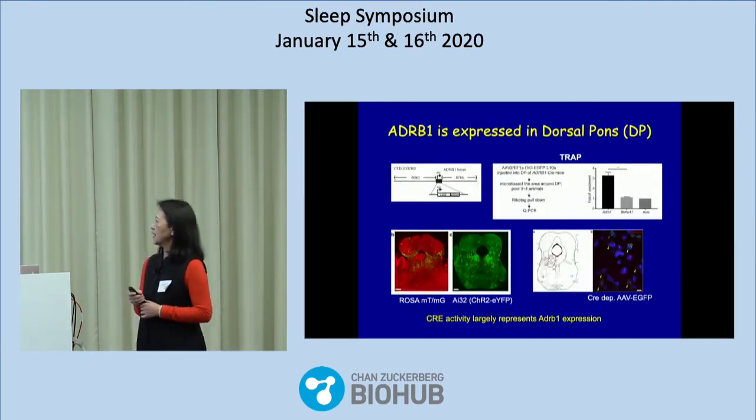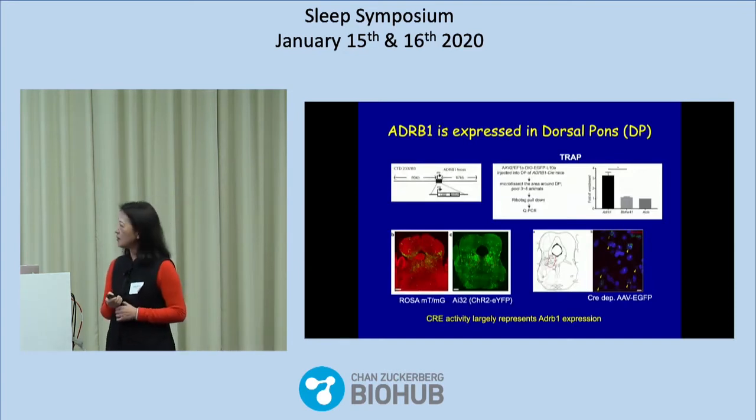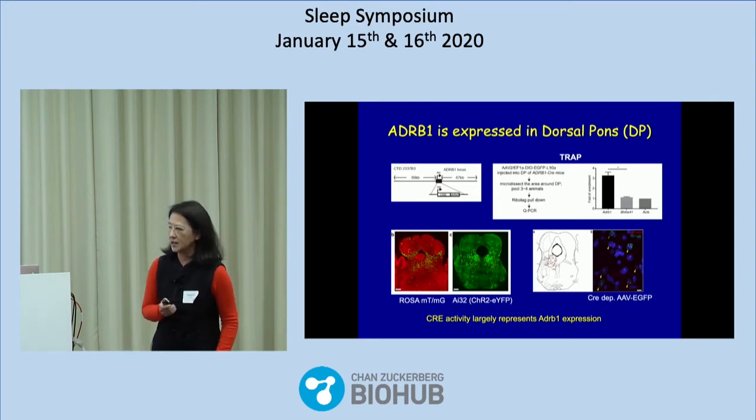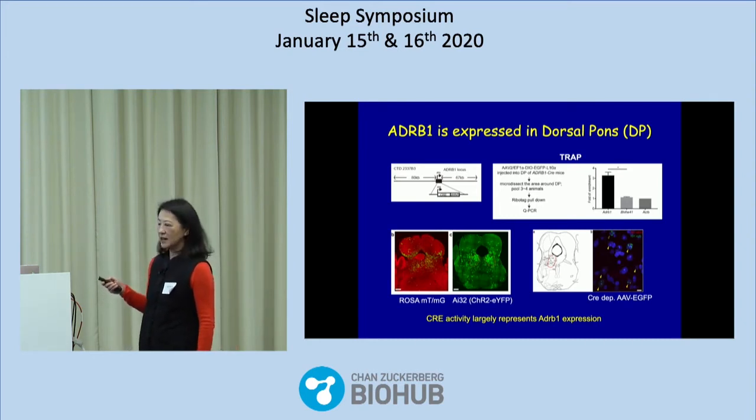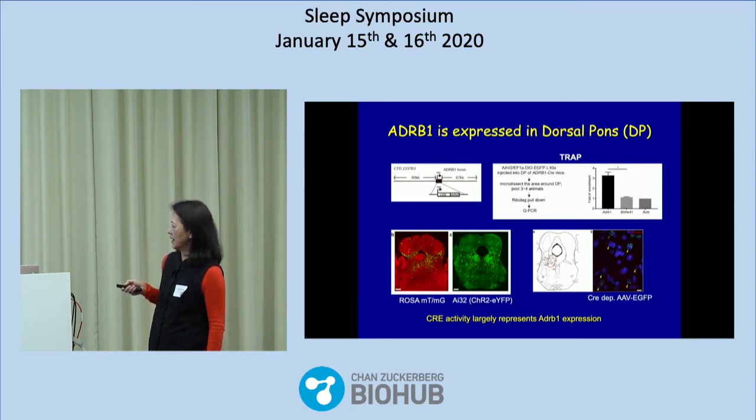So I want to come back to the ADRB1 story. Guangsen wanted to look into how ADRB1 neurons can participate in sleep regulation. To study that, he first had to make an ADRB1 Cre mice. Then he crossed it onto two different reporter mice here.